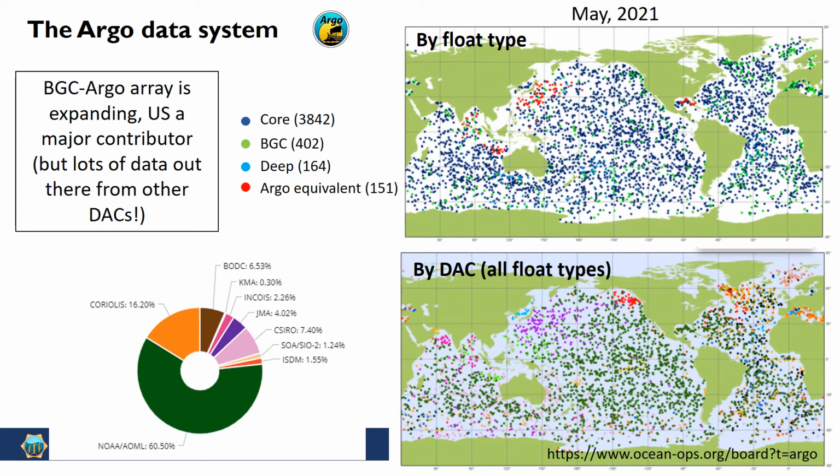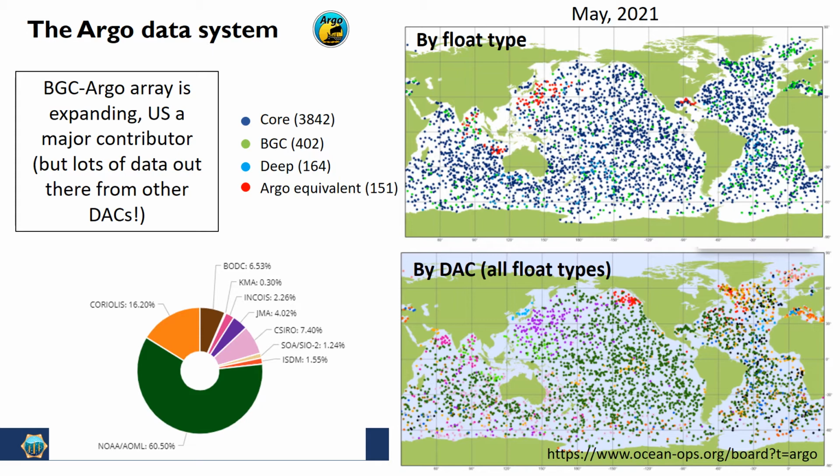So 12 floats have been deployed thus far through GO-BGC, but there are many more biogeochemical Argo floats operational within the global ocean. The BGC Argo array is expanding, and the U.S. is a major contributor, but there's lots of data out there from other data assembly centers, or DACs. So again, this is why accessing data through the Argo system provides that added benefit of getting data outside of the GO-BGC program, as well as within.